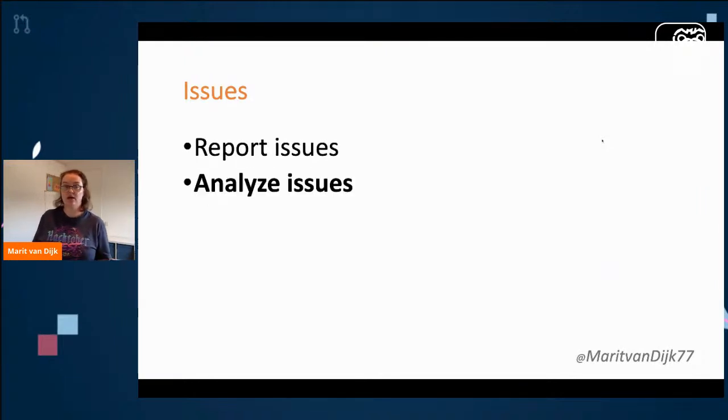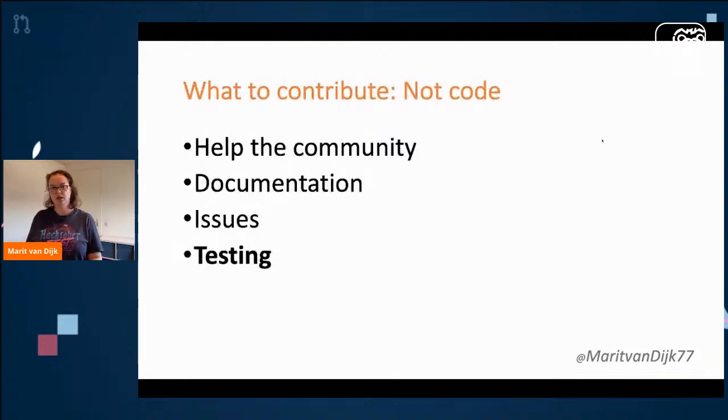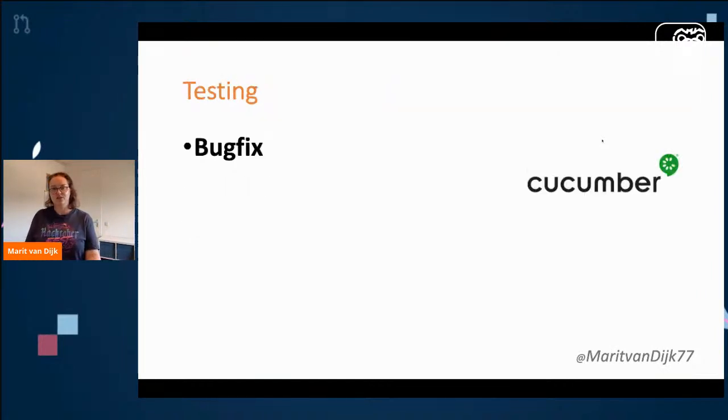You can help analyze issues that other people have reported if there's no progress or the maintainers need more information. It can be really helpful to be able to reproduce an issue or narrow down how to reproduce it. Add that information or add tests that reproduce the issue. Speaking of tests, testing is also needed. And there are different things that you can test.